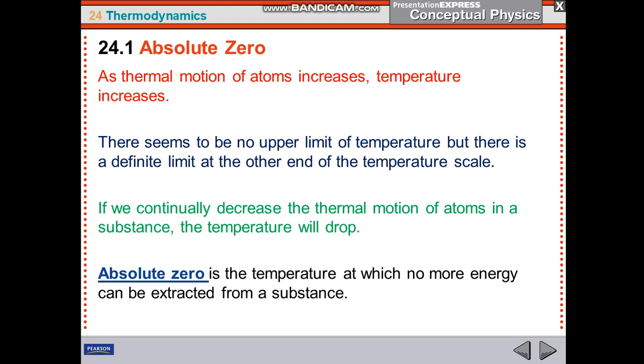If we continually decrease the thermal motion of atoms in a substance, the temperature will drop. So what is absolute zero? Absolute zero is the temperature at which no more energy can be extracted from a substance. So what is the point here? Higher temperature has no limit, but there is a definite low temperature, and that is called absolute zero.